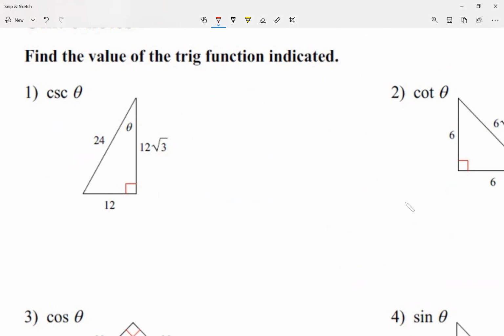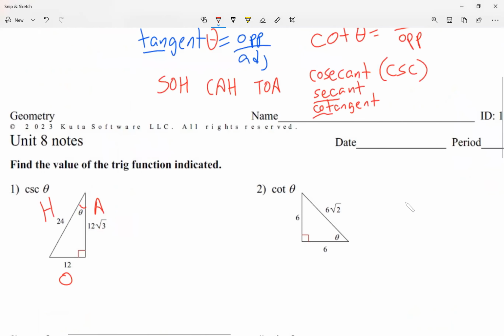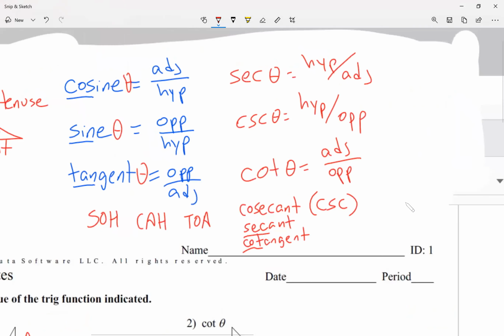Okay, so cosine of theta. Let me label my sides. The biggest side of all, the one away from the 90 degrees, that's the hypotenuse. I'm going to label this hypotenuse. You guys see theta is at this corner. So 12 is the opposite, and 12 radical 3 is the adjacent. Remember, opposite means far away, adjacent means close to. Cosecant. In case you have not written your functions, feel free to pause this.